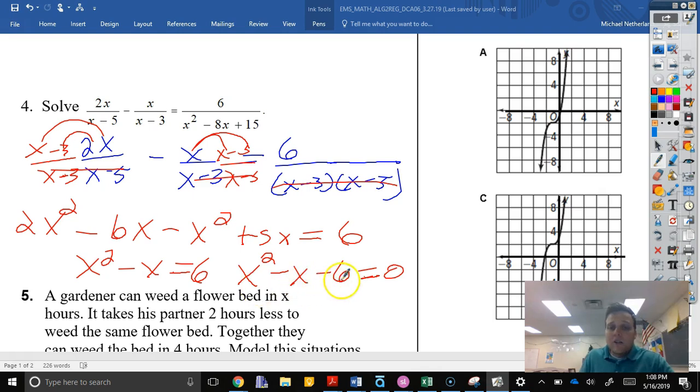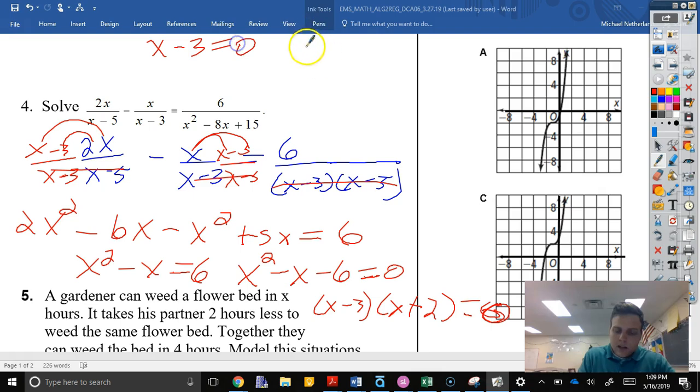Now we're going to factor this guy and set each factor equal to 0. So now what we need to do is factor x squared minus x minus 6. So that factors to being x minus 3 times x plus 2. Alright, and now what we're going to do is set each one of these factors equal to 0. I'm going to do this up here because I'm running out of space. So I get x minus 3 equals 0. And then I get x plus 2 equals 0. And I get then that x equals 3 and that x equals negative 2.